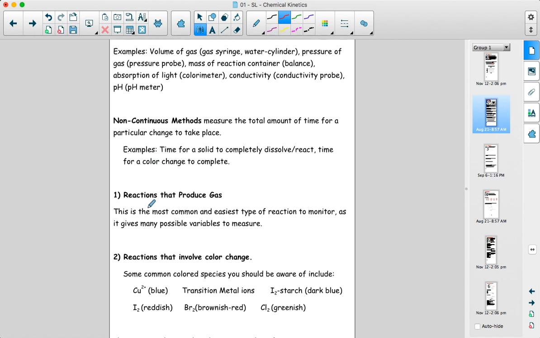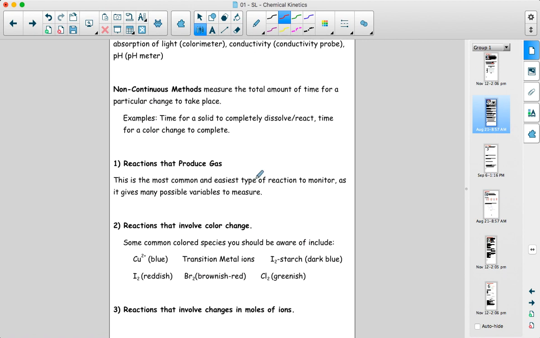There are also going to be non-continuous methods that we can use. We especially use this with certain color changes, where we measure the total time that it takes for a particular change to happen. So a famous example is like the iodine clock, where after about 10 seconds, the whole solution just turns to a dark black color all at once. There's no way to monitor that color change continuously because it happens in an instant. So we can just measure the total time that it takes, and then that can be used to get a sense of the average rate of reaction.